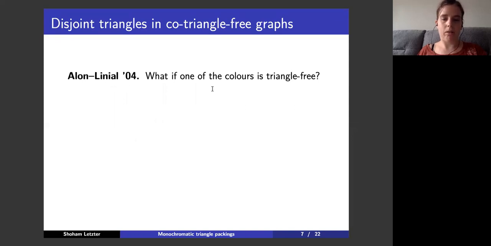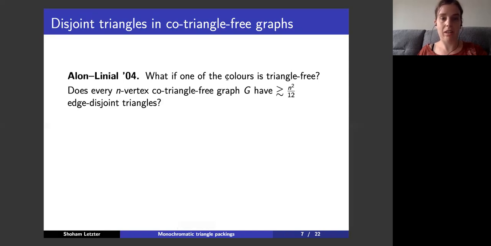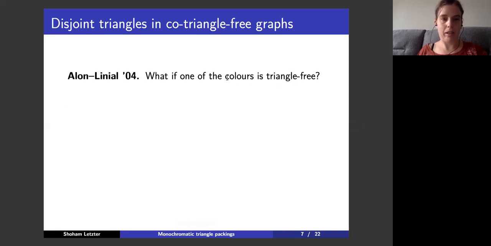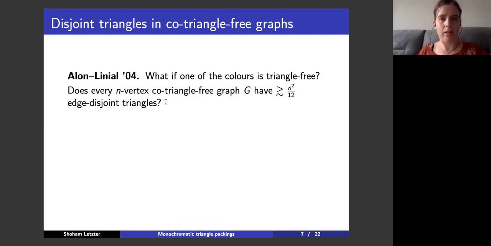Which is kind of reasonable because in the example that we looked at, the blue color was triangle free. And so if we force the blue graph to be triangle free, the answer should be the same. And so this works out to be this asymmetric version of Erdős's conjecture: given a graph G on n vertices whose complement is triangle free, can we find n squared over 12 edge disjoint triangles?